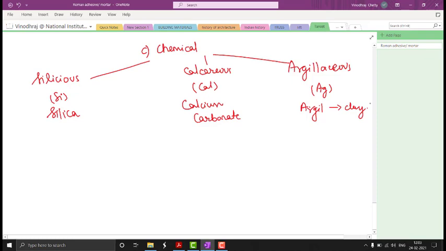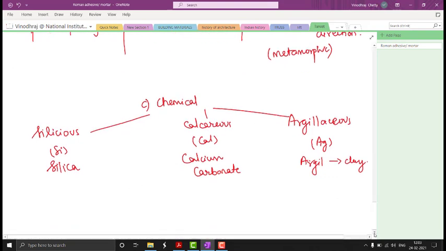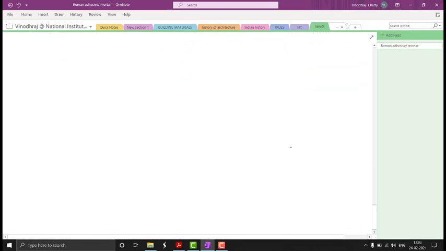Okay, so there are three classifications for stones: geographical, physical, and chemical classification. So we'll just see a chart of most important stones that might be asked in the exam. There are 14 stones in it. So I'll just write the stone's name over here, their geographical nature, their physical nature, and chemical nature, chemical composition basically.